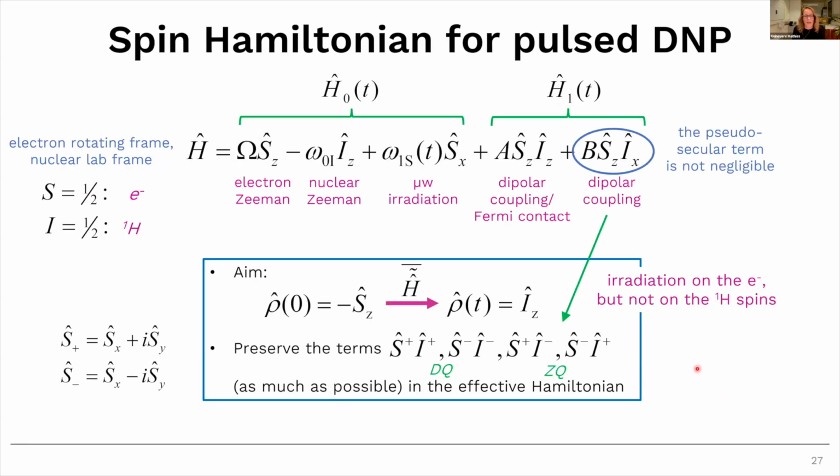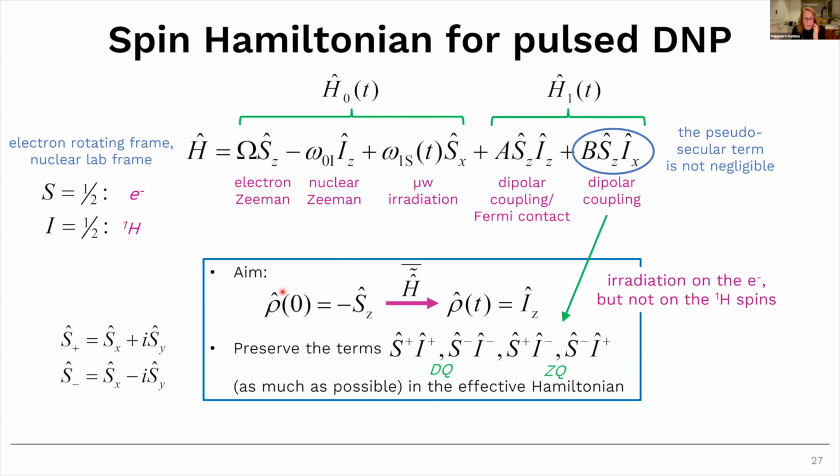Okay, so now let's go back to the spin Hamiltonian that we use for pulse DNP. As I already mentioned, the electron Zeeman term, the nuclear Zeeman term, and the microwave irradiation go together in the large part, H0, and the interaction between the electron and the proton goes into the small part, H1. But I can already mention that the secular term will have no effect, and so we will only focus on the pseudo-secular term, so the term B, SZ, IX.